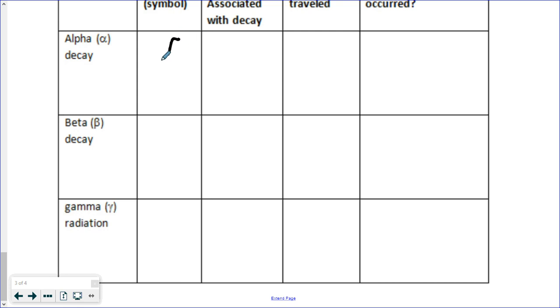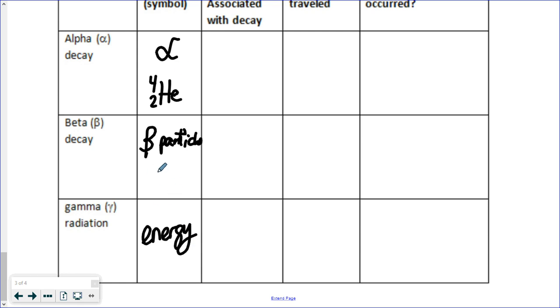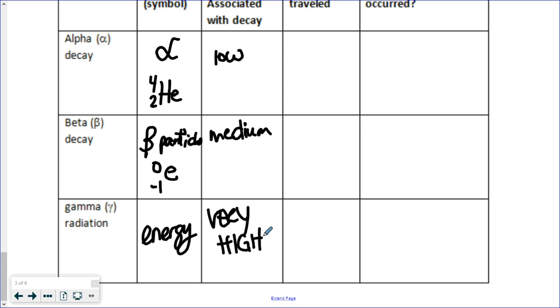So alpha decay is an alpha particle, which we said looks a lot like a helium. Beta decay are beta particles. And this one is releasing energy. It will be with one of these two. So a beta particle we represented like an electron, so it has an overall negative charge. The amount of energy associated with decay: this is low energy, medium, and this one is very high. Yes, I am yelling. It is very high.